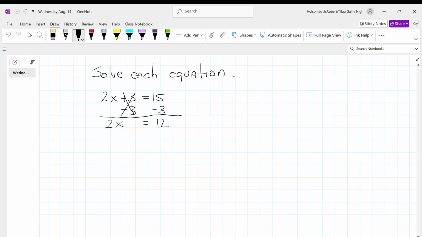Then our next step to isolate this variable is the inverse of multiplying by 2, which is dividing by 2. These 2's cancel out, and we get an x that's equal to 6.